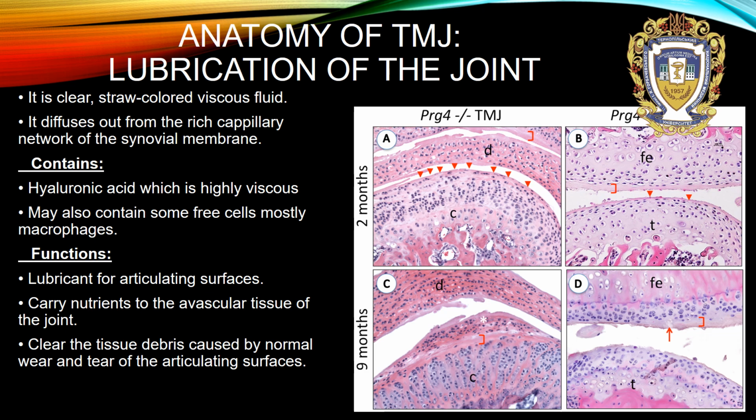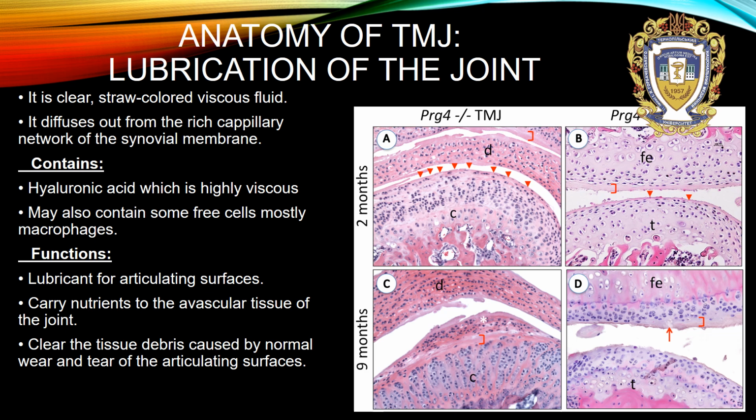What is this joint fluid? It is a clear, straw-colored, viscous fluid. It diffuses out from the rich capillary network of the synovial membrane. This fluid contains hyaluronic acid, which is highly viscous. It may also contain some free cells, mostly macrophages.